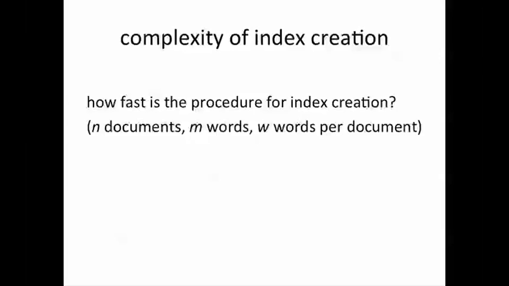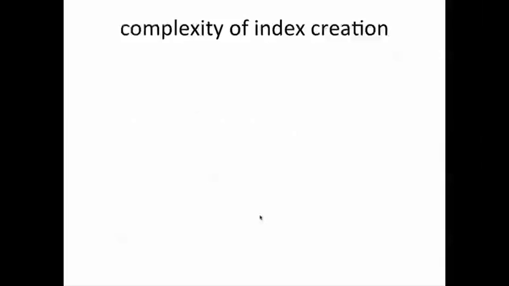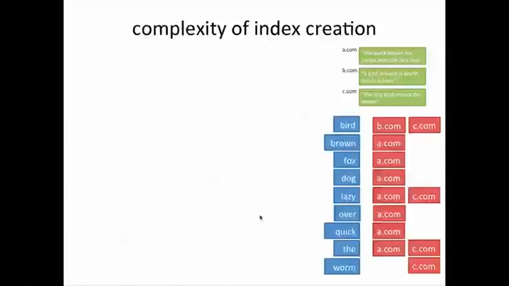And w may or may not be very large because every document may have a few thousand or a few 100,000 words, but certainly not billions of words. Let's see now what the answer is. We have our index structure here, we have our documents, and we assume there are n documents, m total possible words, and on the average w words per document.